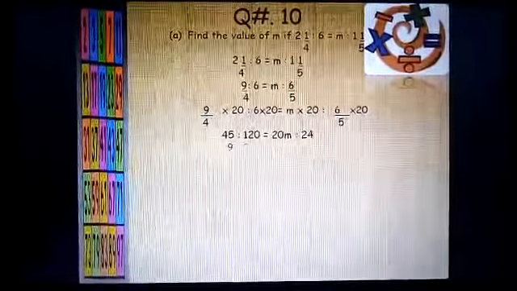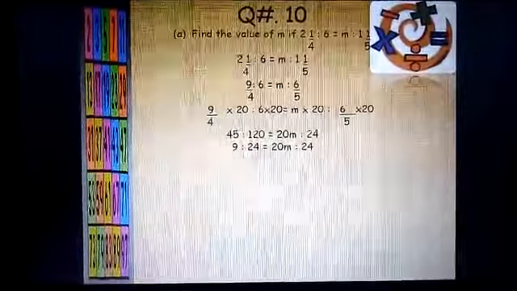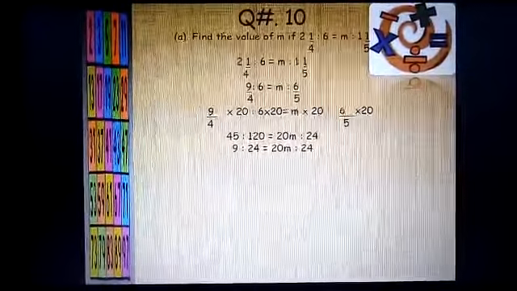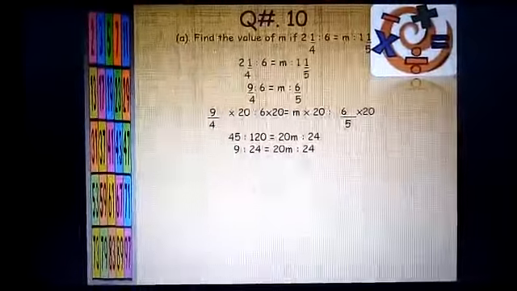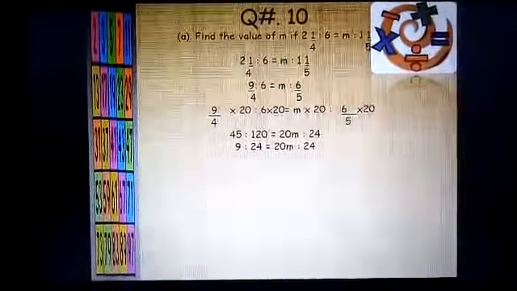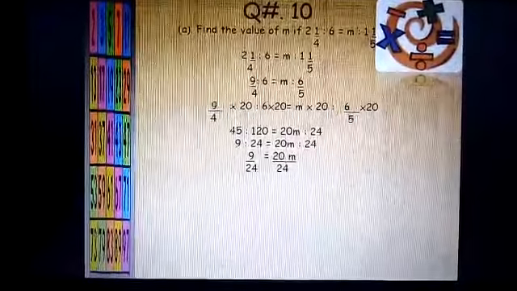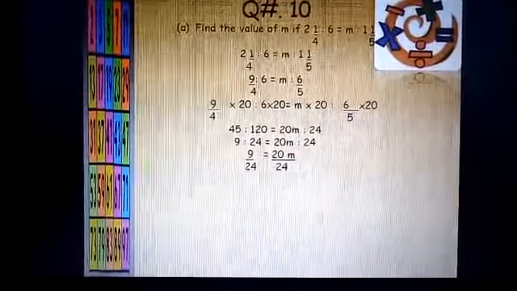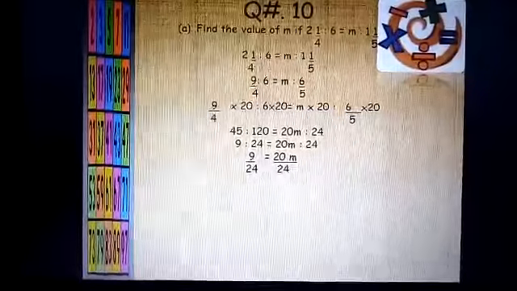Bachcho, if you will see 45 and 120, both can be divided by a single number. So we will divide 45 and 120 by 5. 9 ratio 24 is equal to, the right hand side will remain the same, 20m ratio 24. We will convert these ratios into fractions. The fraction will be 9 by 24 is equal to 20m by 24. Now we have to find the value of m.